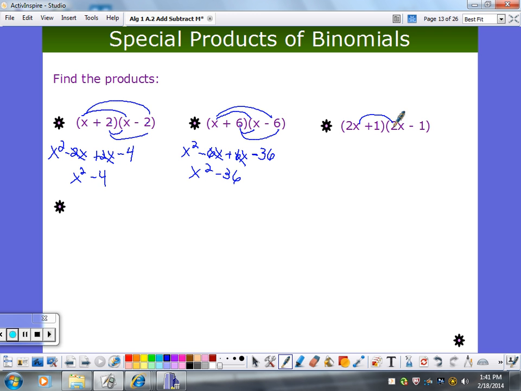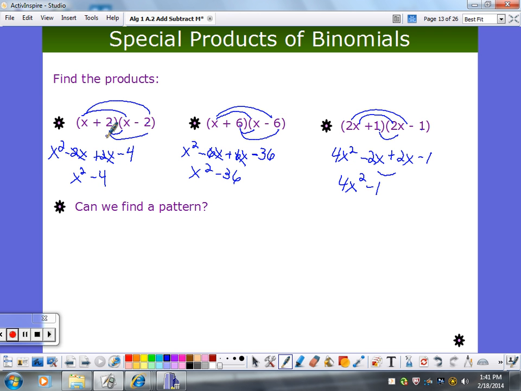Let's try with this guy. What's 2x times 2x? 4x squared. 2x times negative 1. 1 times 2x. 1 times negative 1. Look what's happening here again. Cancels out. Now what is the pattern we're noticing here? Reverse the sign.